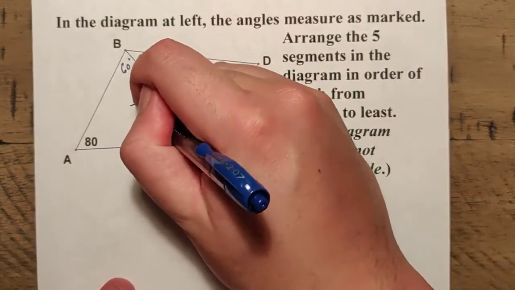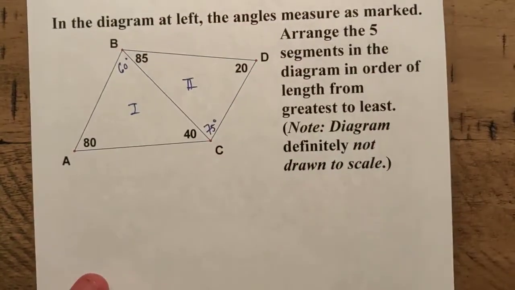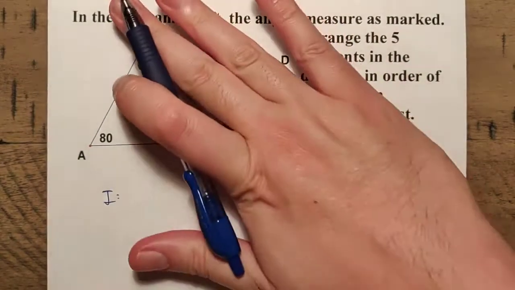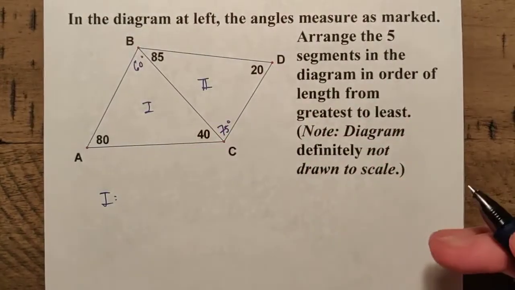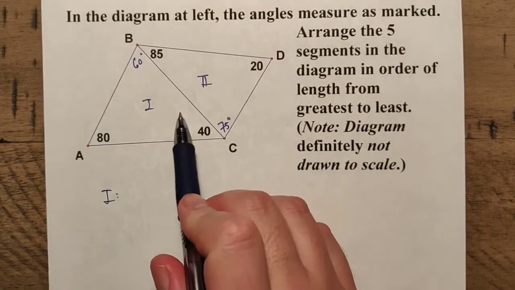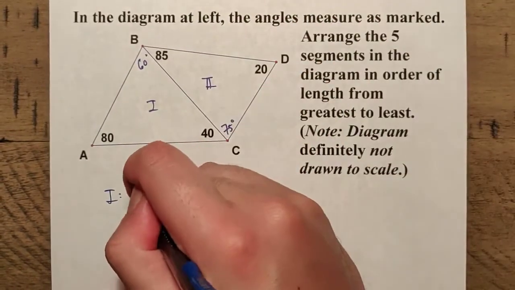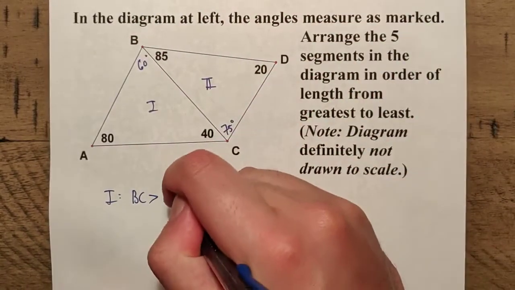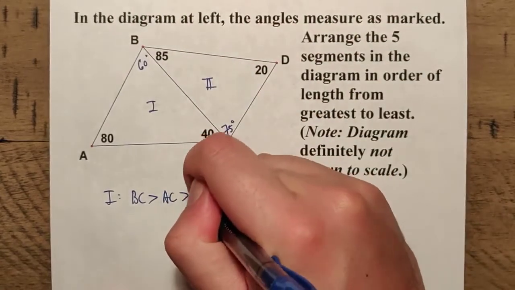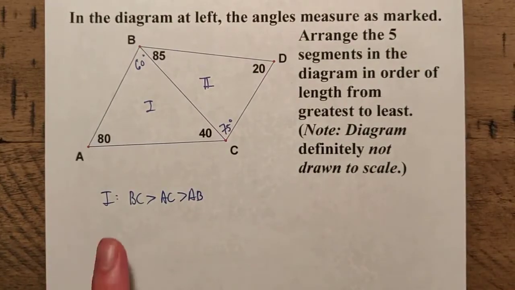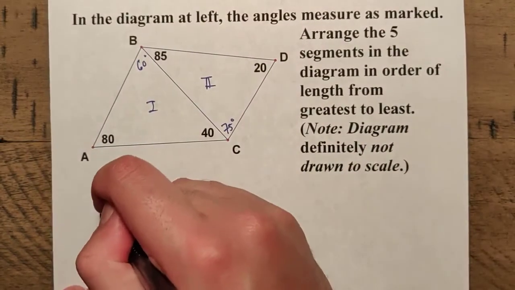We've got 2 triangles here, so we can look at each triangle one at a time. Let me label the triangles 1 and 2. In triangle 1, if we just ignore the other pieces, we have 80, 60, and 40, so we can arrange the sides in order from greatest to least because of the way a single triangle works. The side opposite the 80 is going to be the longest side, so it's BC. The side opposite 60 is going to be AC, and the side opposite 40 is going to be AB. So for triangle 1, it looks something like that.